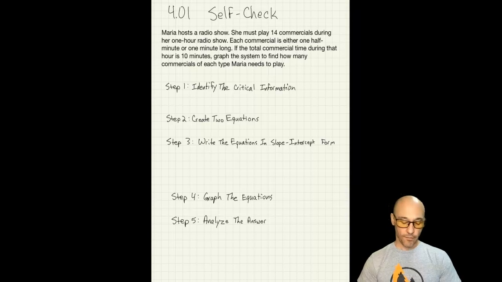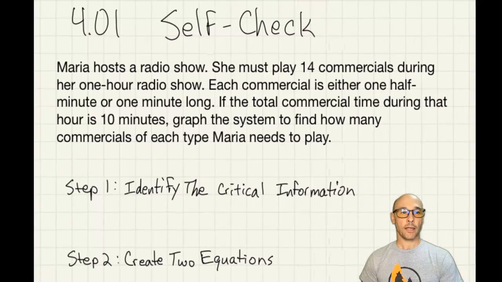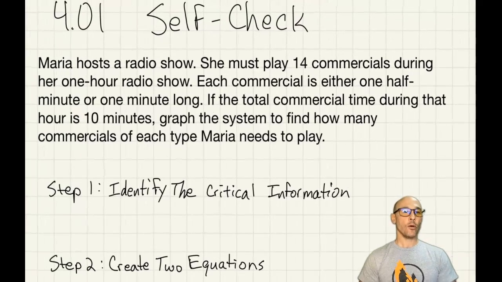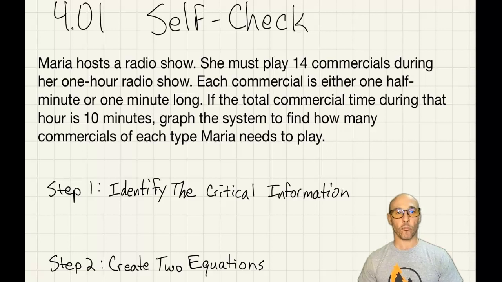All right, this is video 5 in 4.01, and it's a self-check, so it's a practice problem. Maria hosts a radio show. She must play 14 commercials during her 1-hour radio show. Each commercial is either 1/2 minute or 1 minute long. If the total commercial time during that hour is 10 minutes, graph the system to find out how many commercials of each type Maria needs to play.